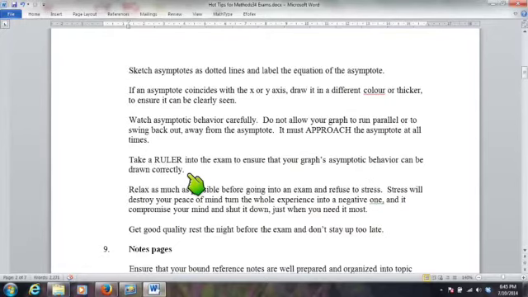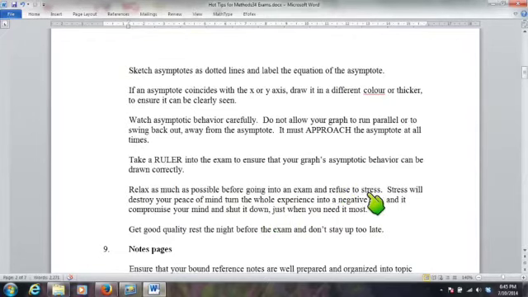Don't leave it to the whims of freehand and nervous energy when you're in the exam. Relax as much as possible before going into the exam and refuse to stress. Stress will just destroy your peace of mind, turn the whole experience into a negative one, and compromise your mind and shut it down just at the time when you need it most, okay? You know all that, but you must just refuse to give in to stress.